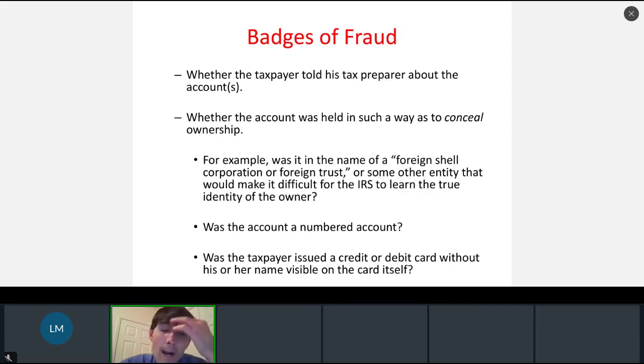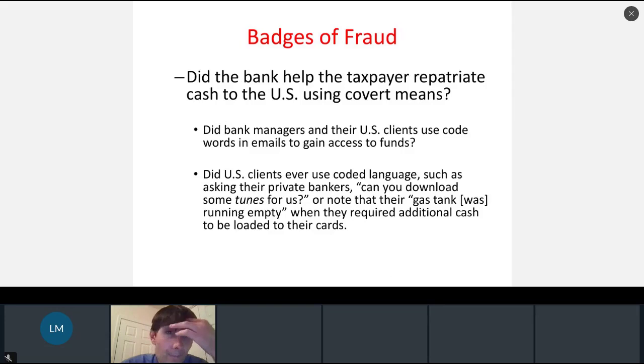Was the account a numbered account? Numbered accounts are basically a way to keep the account anonymous, so they don't identify the account holder by name. Instead, it's by a numbered account. You sometimes saw it in movies involving Swiss bank accounts owned by individuals in other parts of the world. Was a taxpayer issued a credit or debit card without his or her name being visible on the card itself?